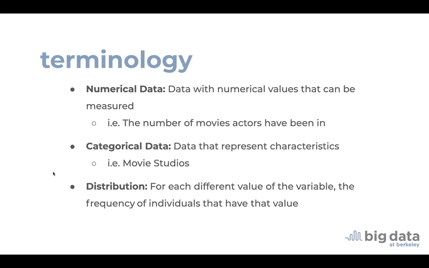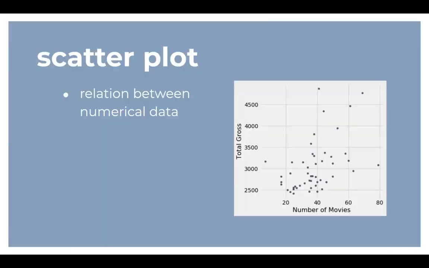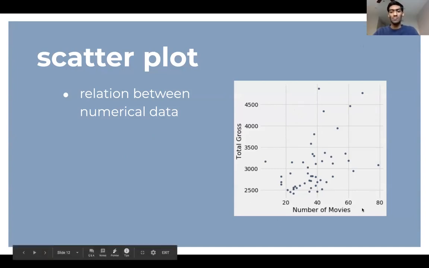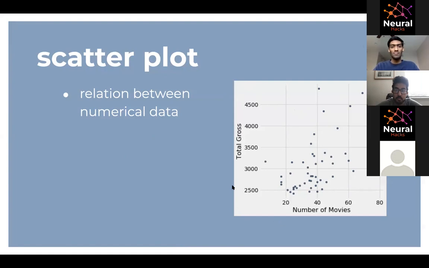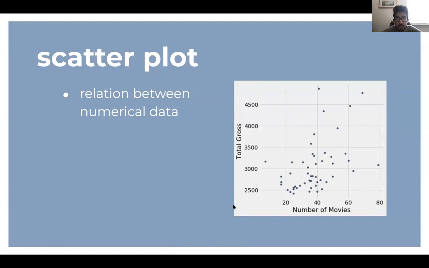Yeah, so on to our first example of a visualization. We'll be talking about scatter plots. Scatter plots are very useful for finding the relationship between numerical data. If you look at the example right here, we have an x-axis, which is measuring the number of movies, and the y-axis is measuring the total gross amount of money they made. So both of these are numerical data.